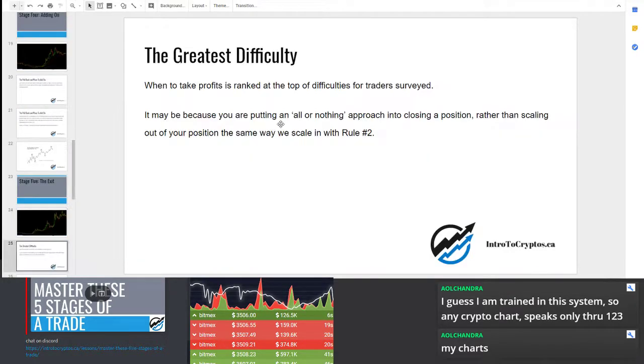Let me double check here now. So this is the greatest difficulty. When to take profits is ranked at the top for the difficulties for the traders that I've surveyed, people who have taken the course, people who I've talked to. This is what they say is the worst, when to take profits. Everybody loves their cryptocurrencies. How do you ever let go of them?